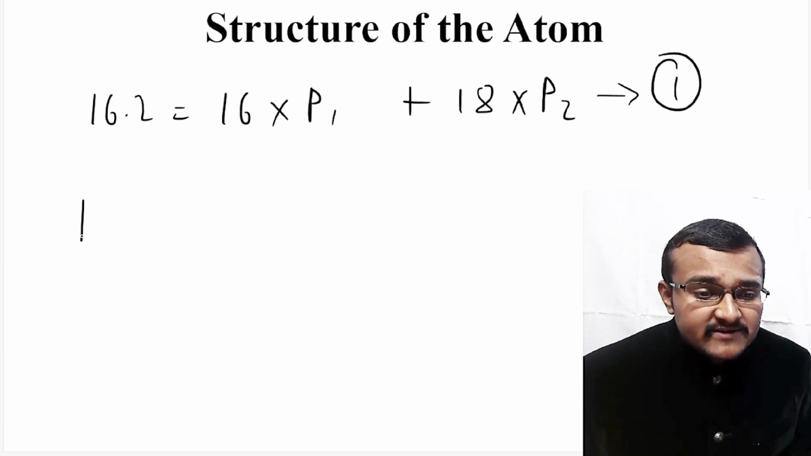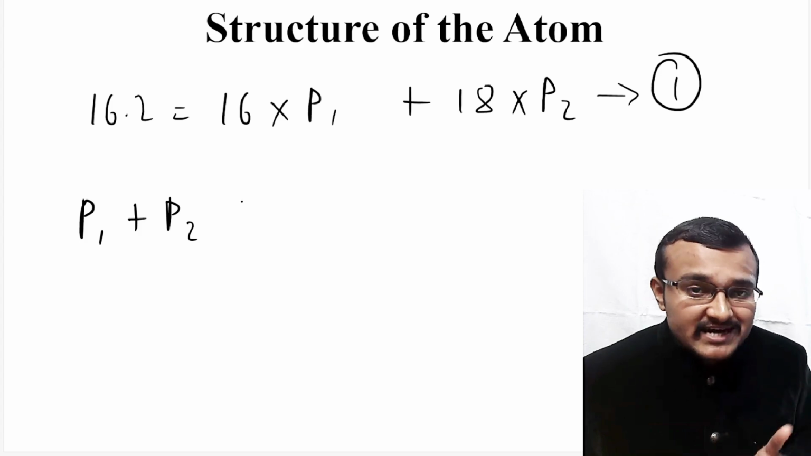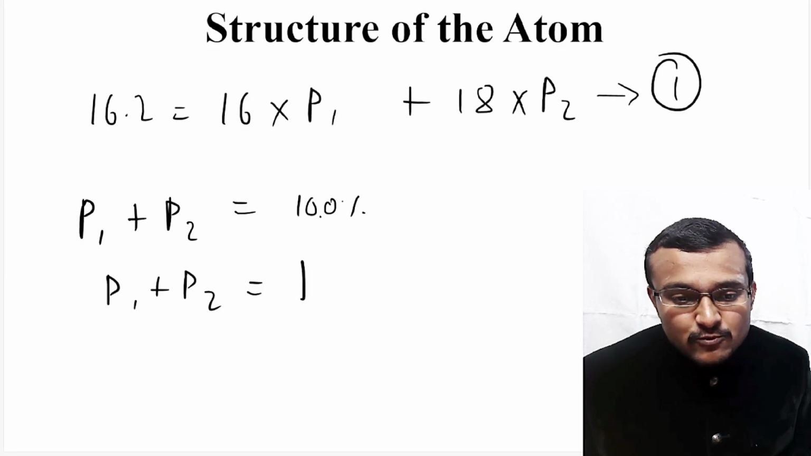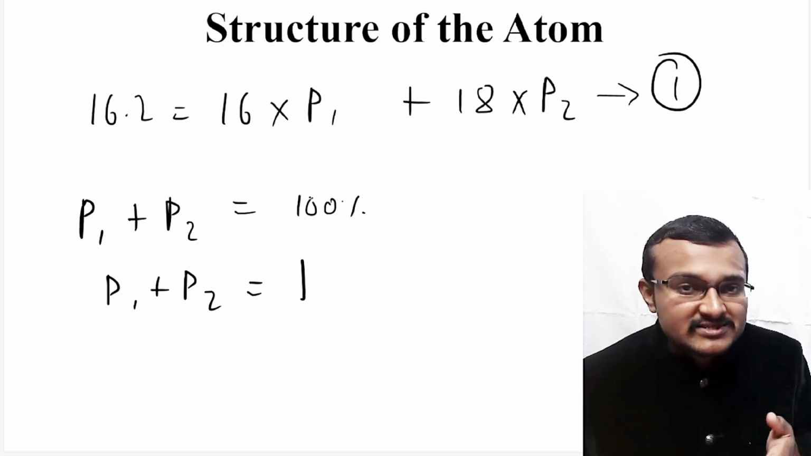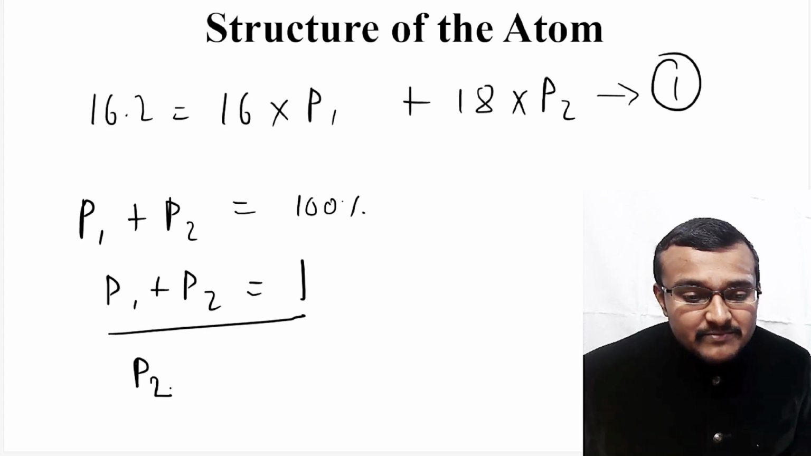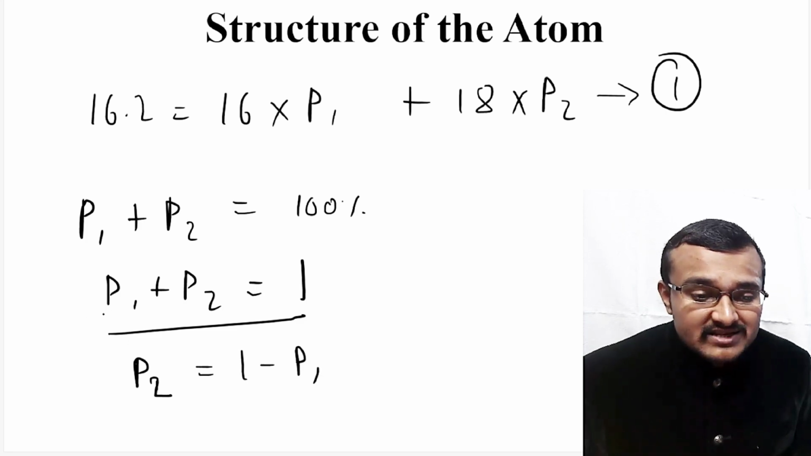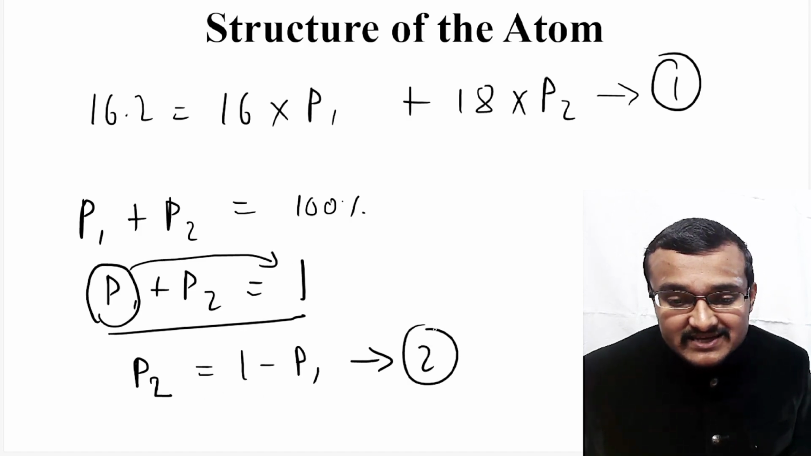Now we know that if we add the percentage abundance of both the isotopes, it will be equal to 100%. So P1 plus P2 will be equal to 1, because if you consider percentage as a number, it will be 100% divided by 100, so 100 by 100 is 1. So P1 plus P2 should give you 1. So in the place of P2, you can write 1 minus P1, bringing P1 to the right-hand side. Let us consider this as equation 2.